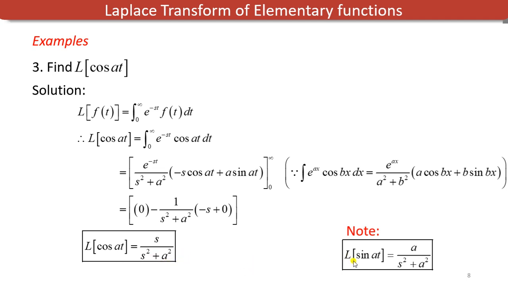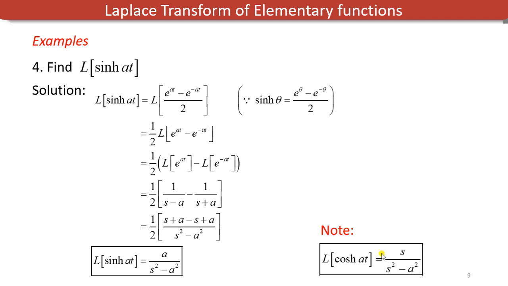In the same way, we can find L of sin at is equal to a by s square plus a square. We move to the next example. Find L of sin h at. So here we can apply the trigonometric formula sin h theta is equal to e power theta minus e power minus theta by 2.